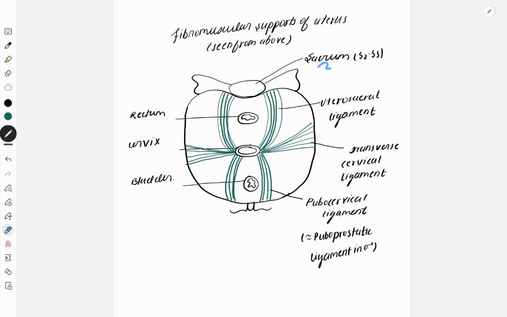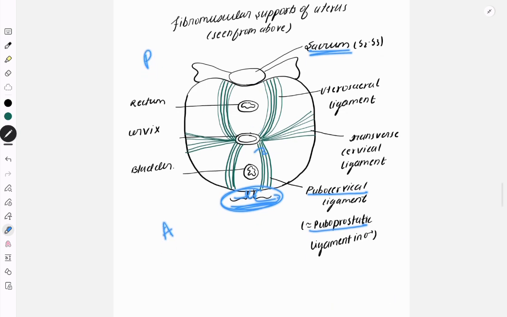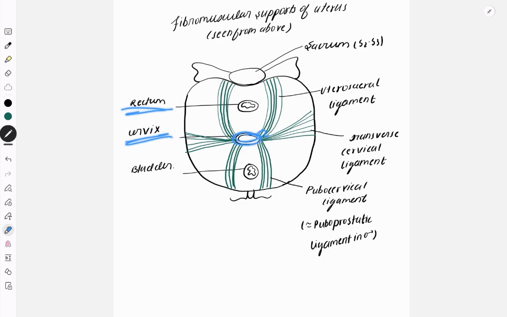We can see that behind we have the sacrum, and in the anterior part we have the pubic bones. These are the pubic symphysis and the pubic bones. So this is the posterior and this is the anterior direction, and we have three openings. The first one is the rectum, which is present posteriorly. In between we have the cervix, which also represents the cavity of the uterus, and third we have the bladder, which is present anteriorly. So this goes from posterior to anterior.